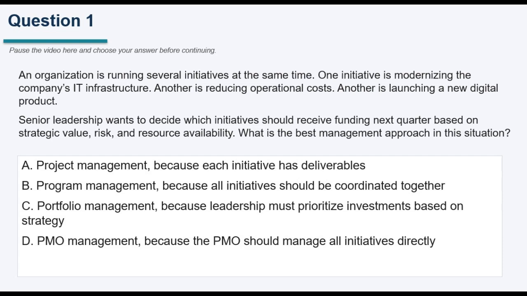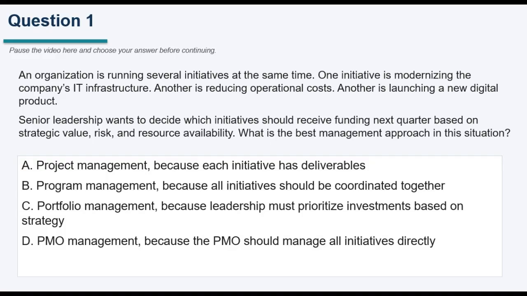Question 1. An organization is running several initiatives at the same time. One initiative is modernizing the company's IT infrastructure. Another is reducing operational costs. Another is launching a new digital product. Senior leadership wants to decide which initiatives should receive funding next quarter based on strategic value, risk, and resource availability. What is the best management approach in this situation? Pause the video here and choose your answer before we continue.